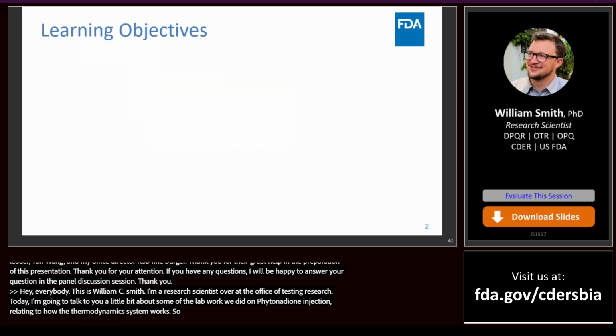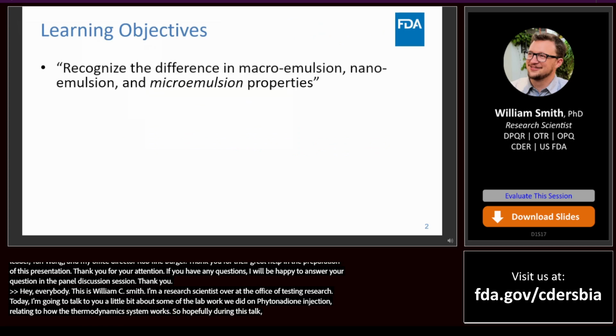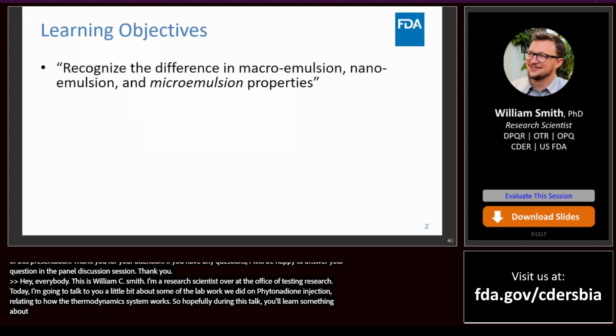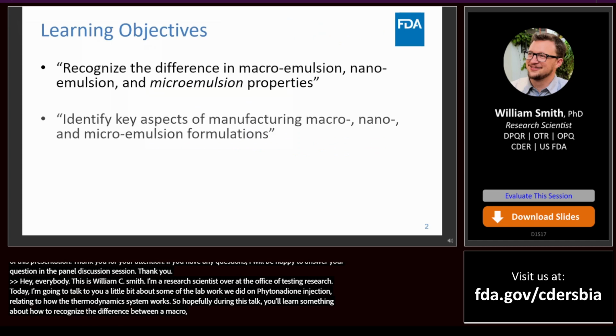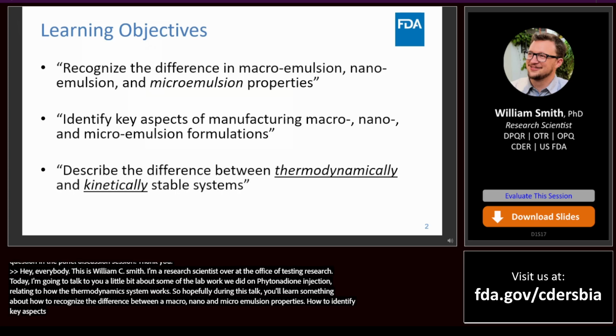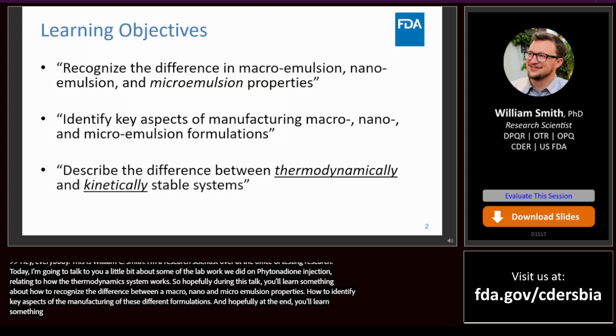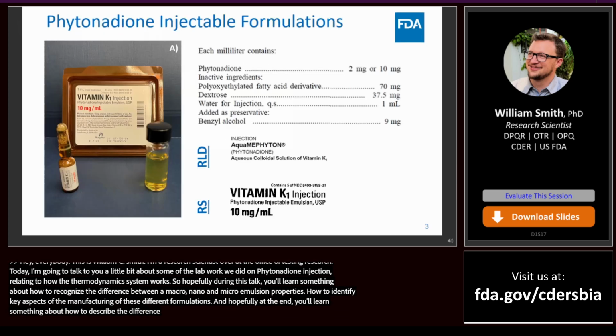So hopefully during this talk, you'll learn something about how to recognize the difference between macro, nano, and microemulsion properties, how to identify some of the key aspects of the manufacturing of these different formulations, and hopefully at the end you'll learn something about how to describe the difference between thermodynamically and kinetically stable systems.